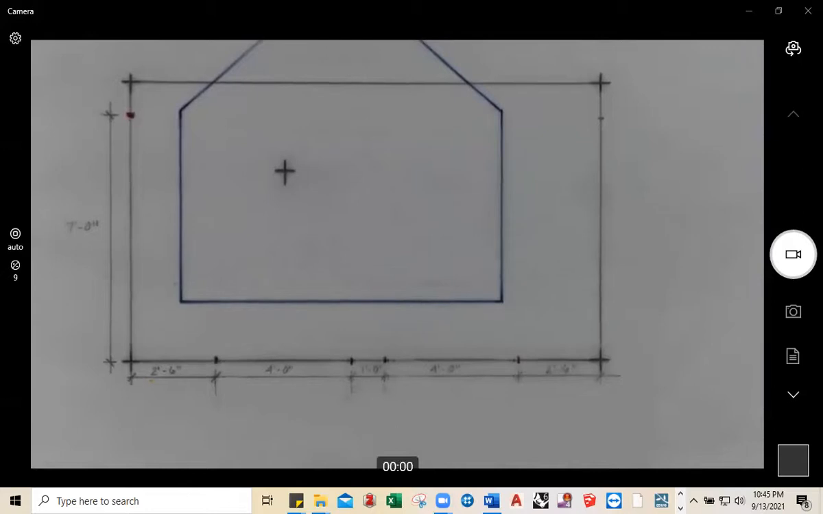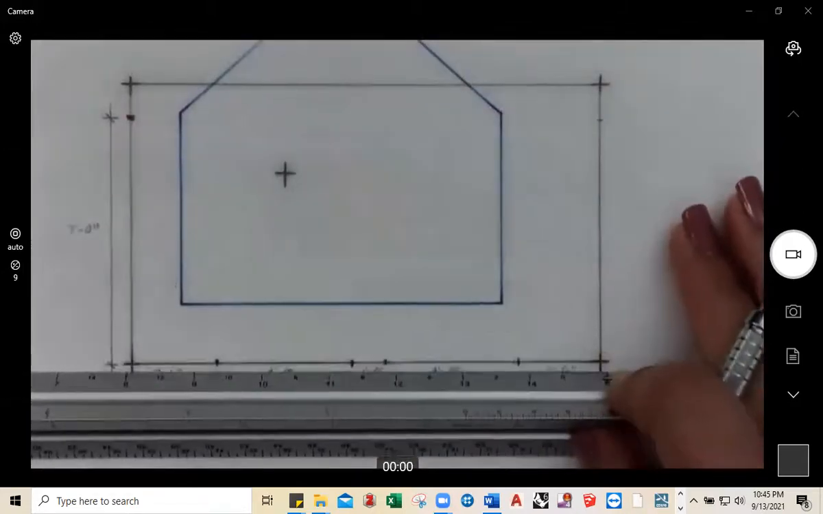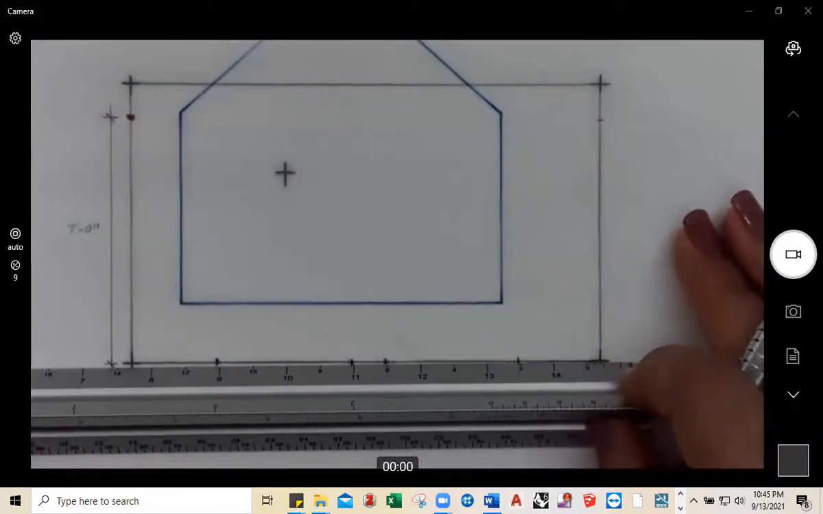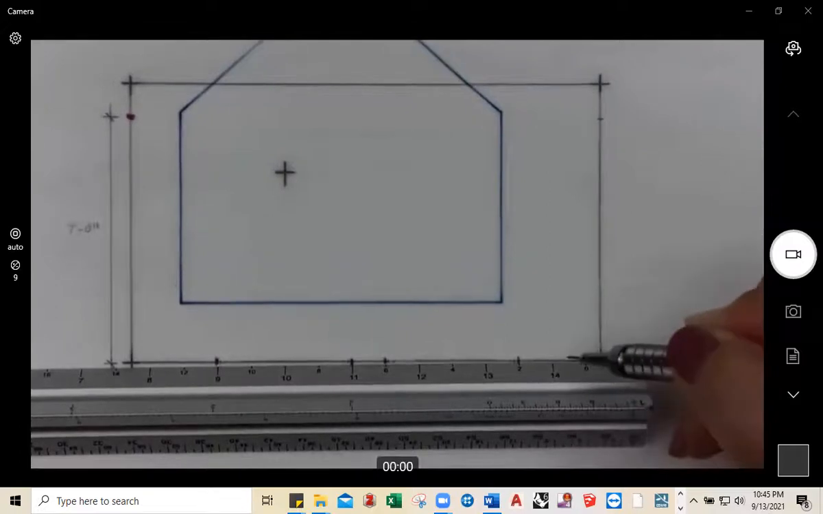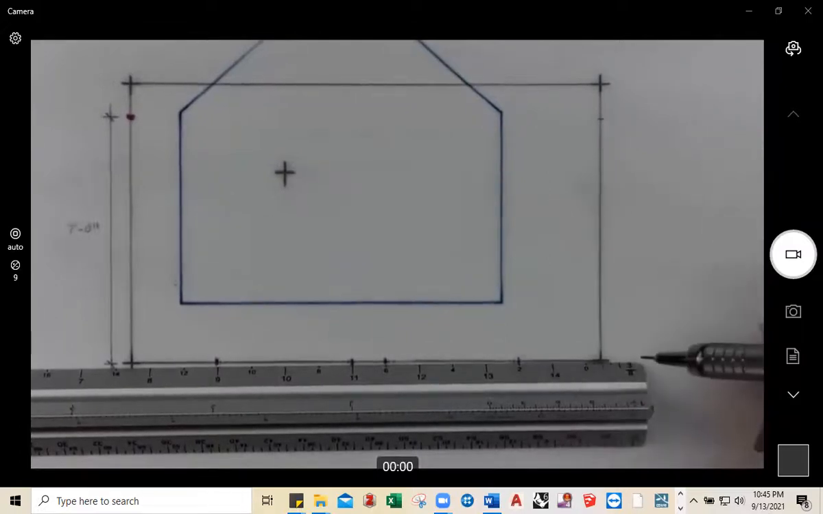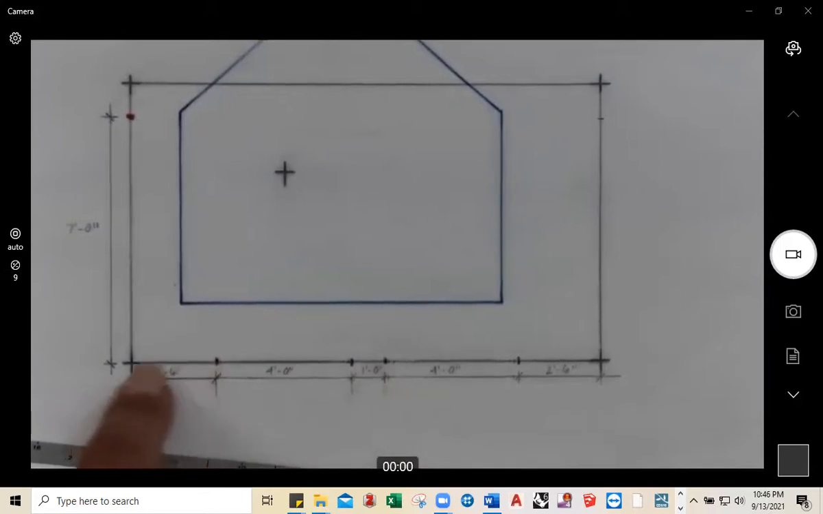Again, we're working at 3/8 of an inch scale, so 2.5 feet. There's the 6 inches, 1, 2 at 3/8 of an inch scale. Then you're going to measure 4 feet, put a little tick mark, a foot, tick mark, 4 feet, tick mark. You should be left with 2 feet 6.